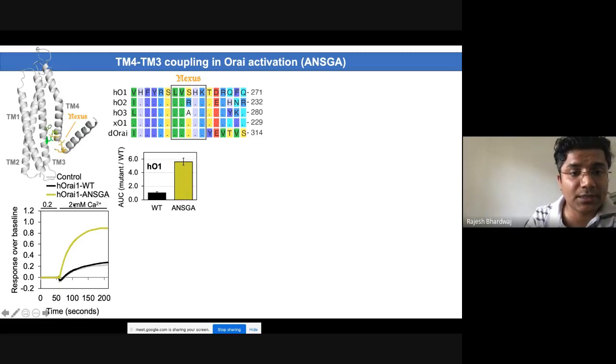So you see here the recordings from Flipper, where the cells are sitting in 0.2 millimolar calcium, and then 2 millimolar calcium is administered later on. So you see the control transfected cells, the wild type transfected cells, and the Nexus mutant transfected cells. You can see a nice increase in the calcium influx compared to the control. Here you see the quantifications, and for quantifications, what you're going to see throughout the talk is the area under the curve of the mutant channel divided by the area under the curve of the wild type channel. So you get a fold increase in calcium influx compared to the wild type channel always.